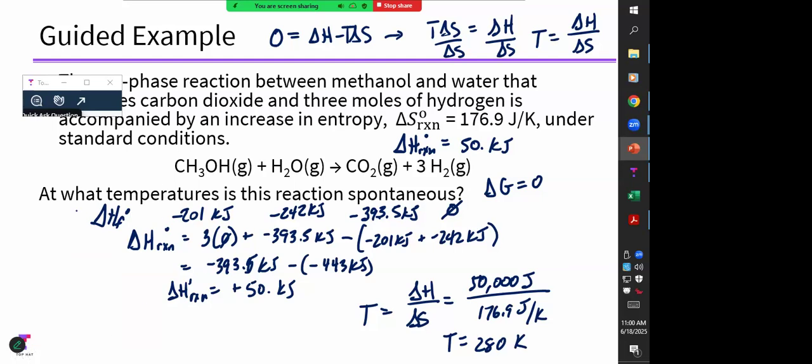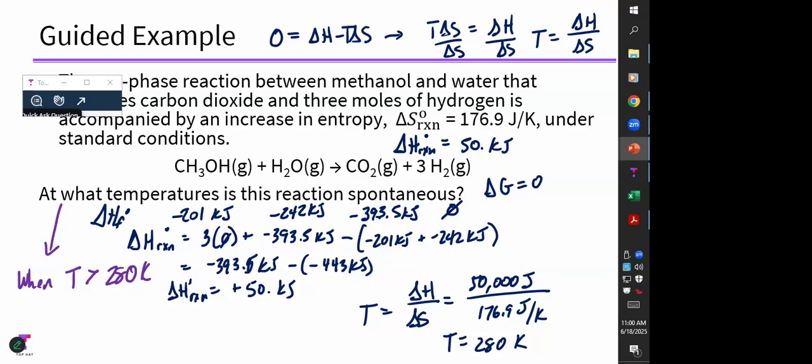So to answer the question, when is it spontaneous? When temperature is greater than 280 Kelvin. When our temperature gets above 280, that's when we know. Anything less than 280, it's going to remain non-spontaneous. At 280 Kelvin, it's going to be at some kind of an equilibrium. All right, any questions here?